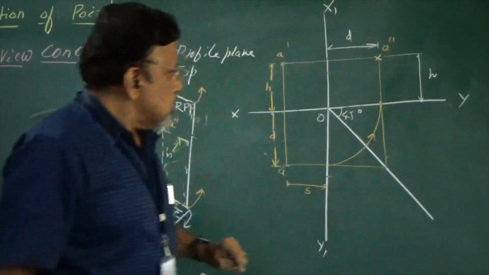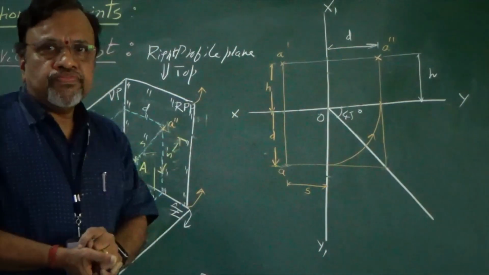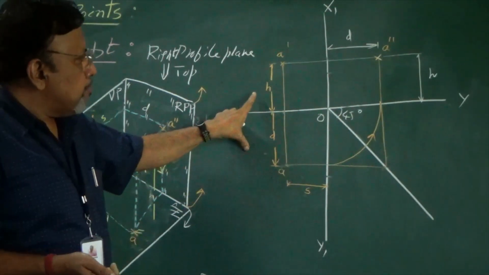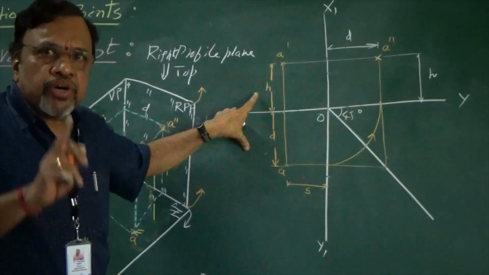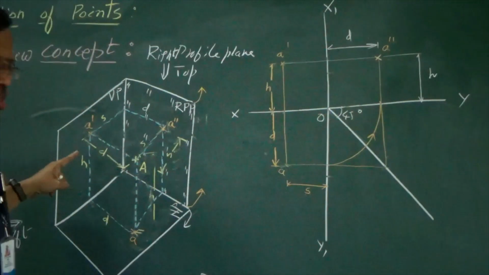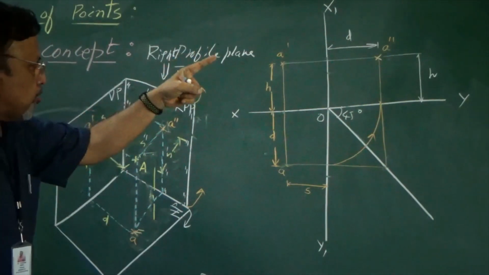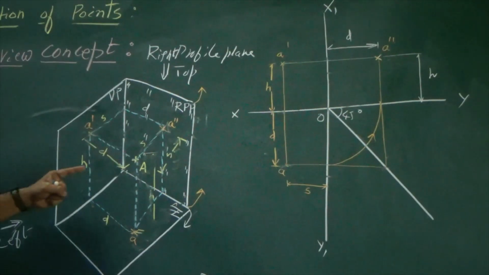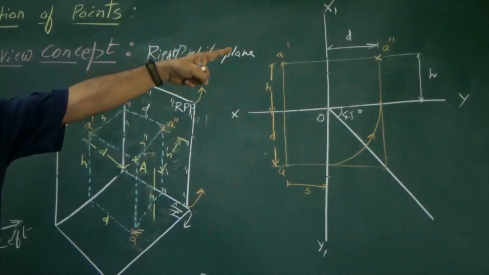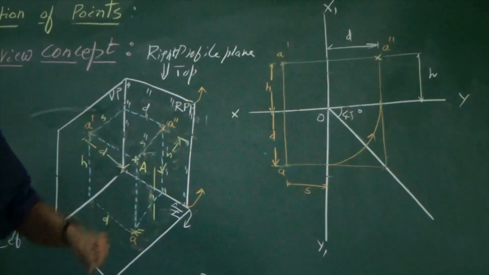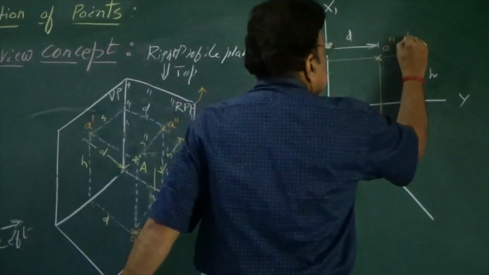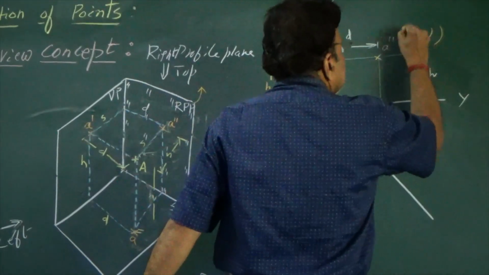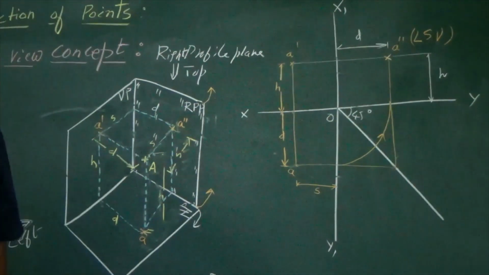Now the next question is, which side view is that? Since this particular problem corresponds to first angle projection, I told you just now that to draw the side view, I need to view from the left. Since I am viewing from the left, this side view is a left side view. So I will call this LSV. Remember, left side view.